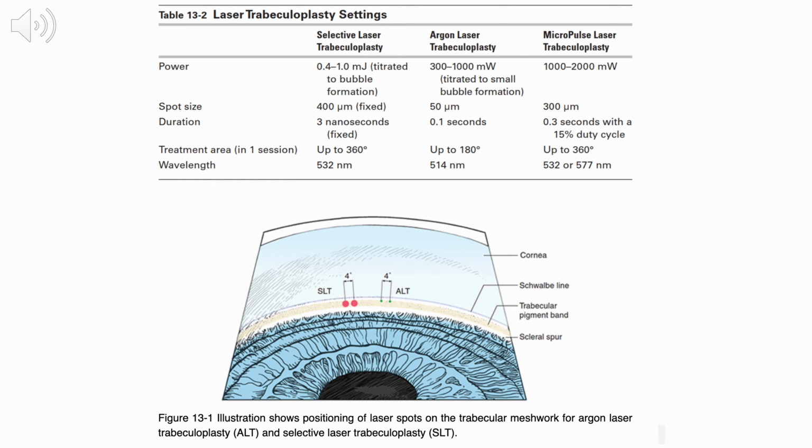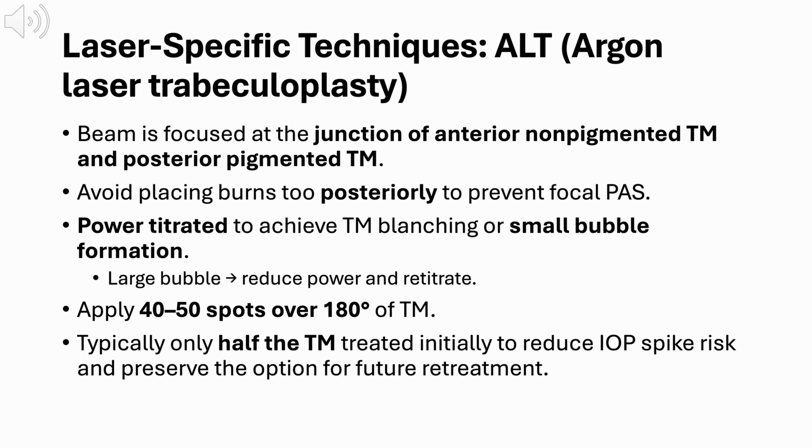Power is adjusted until you see either a mild blanching or a very small bubble. Anything larger means the energy is too high and the power should be reduced before continuing. A typical session involves 40 to 50 spots over 180 degrees of meshwork.